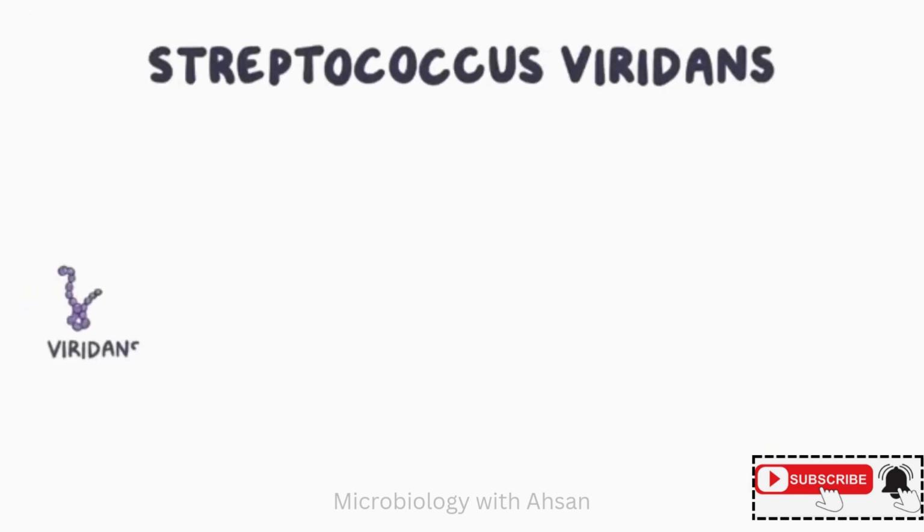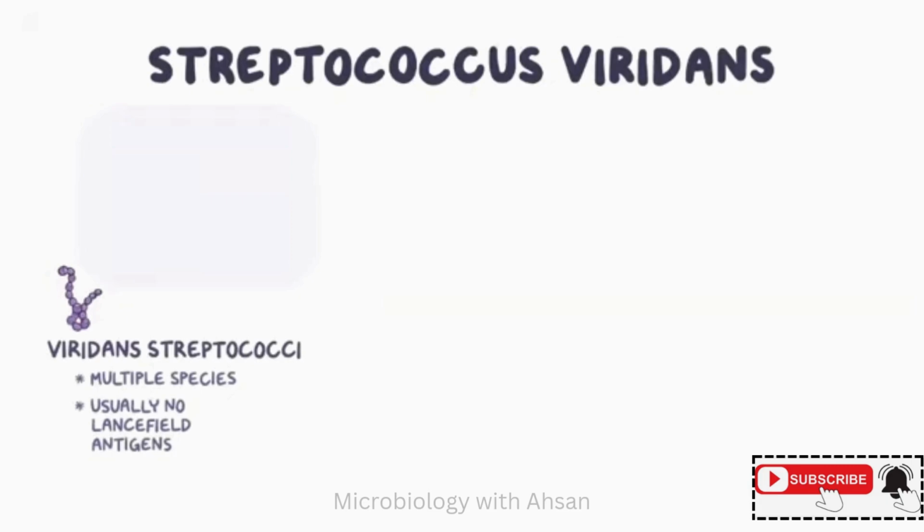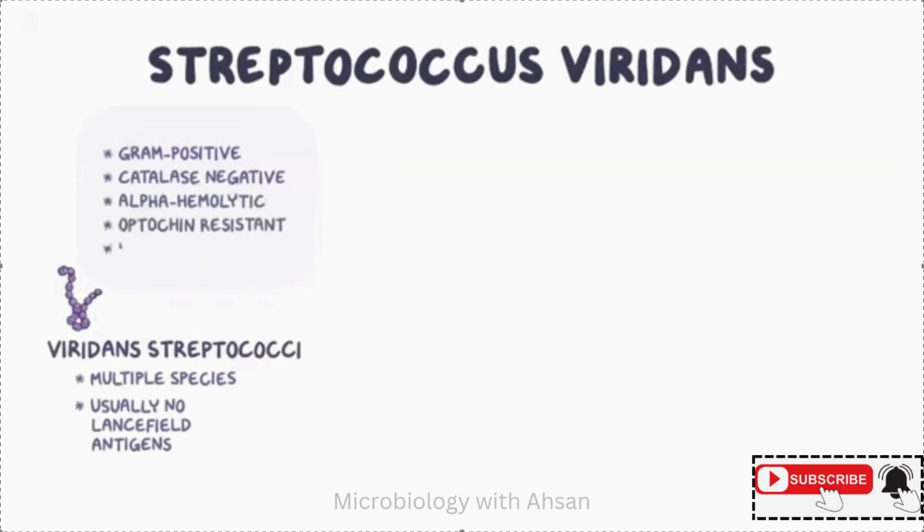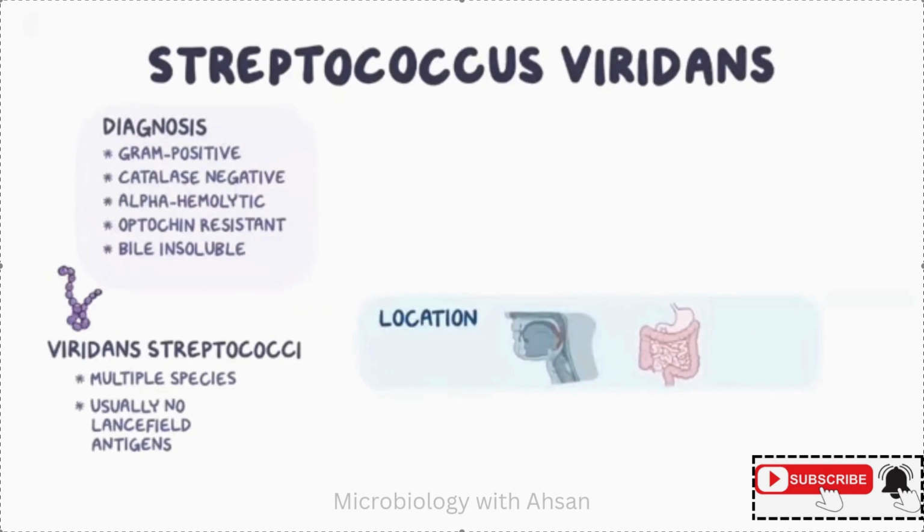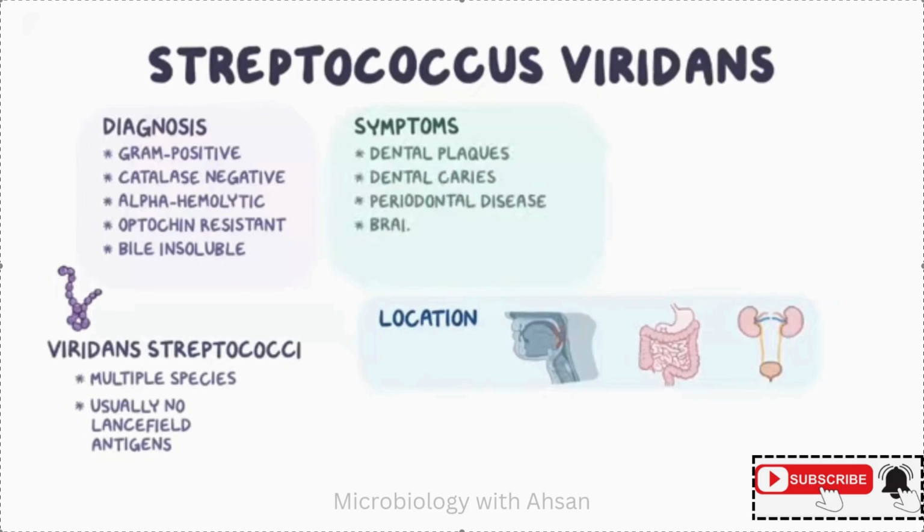Alright, as a quick recap, Streptococcus viridans is also known as Viridans streptococci, since it encompasses multiple streptococcal species that usually do not possess Lancefield antigens. Now, Viridans streptococci are gram-positive, catalase negative, alpha-hemolytic, optochin-resistant, and bile-insoluble. These are significant characteristics for diagnosis. The Viridans streptococci reside in the oropharynx, gastrointestinal, and genitourinary tracts. They can cause wide-ranging conditions like dental plaques, dental caries, periodontal disease, brain and liver abscesses, and bacterial endocarditis. The mainstay treatment consists of the use of antibiotics.